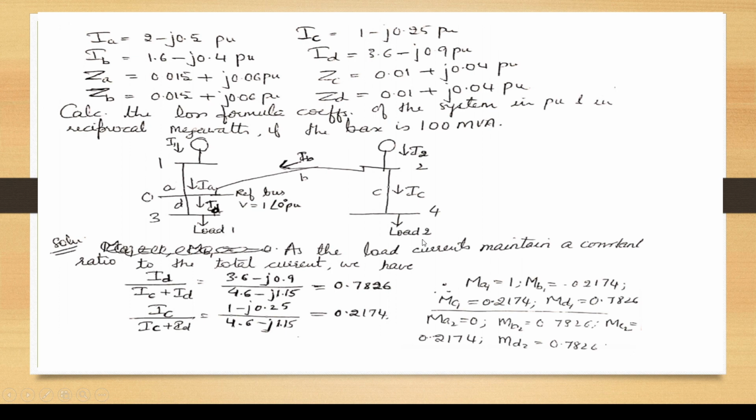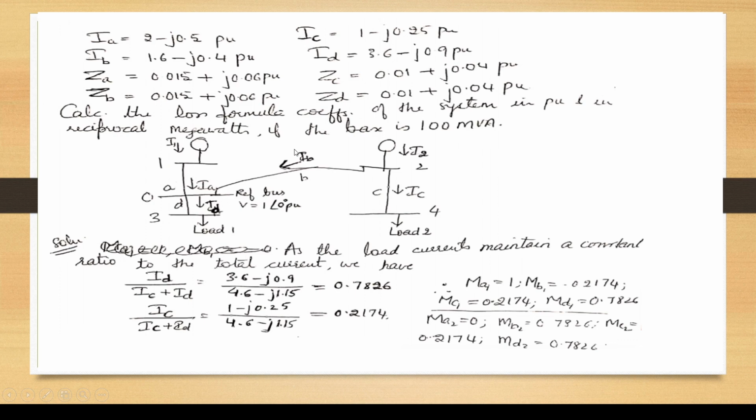This is load 1 and load 2. Let us see the solution of this question. As the load currents maintain a constant ratio to the total current, we first calculate ID by IC plus ID and IC by IC plus ID. So ID by IC plus ID equals how much? What is the ID value given?